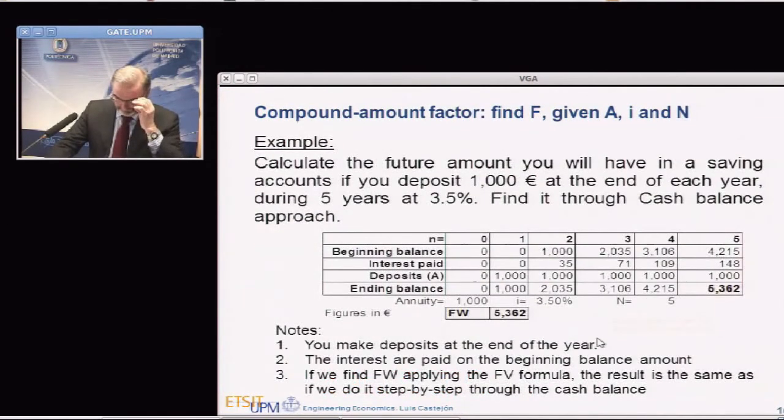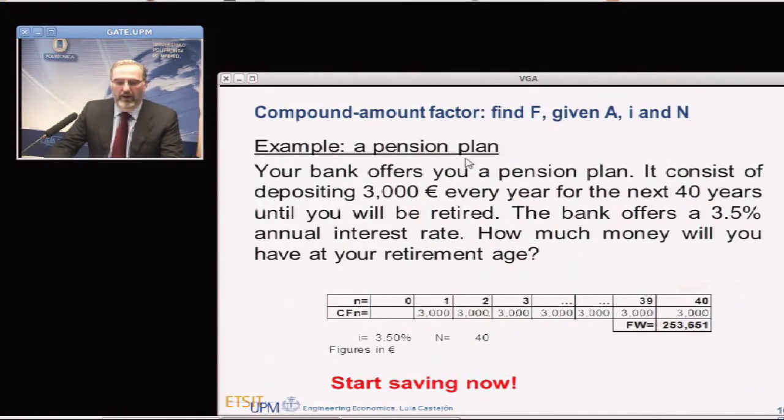We were learning different applications of the equal payment series. We have seen the compound amount factor: find the future value given a periodic payment A, the interest rate i, and N. We use it, for example, for a pension plan.